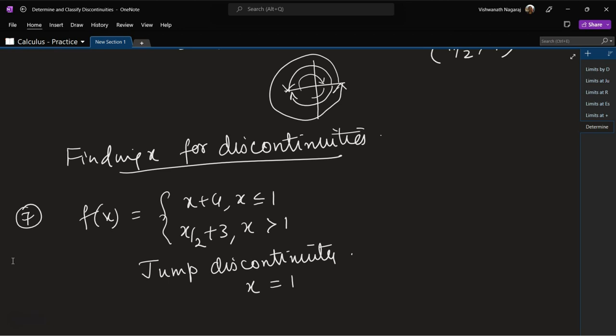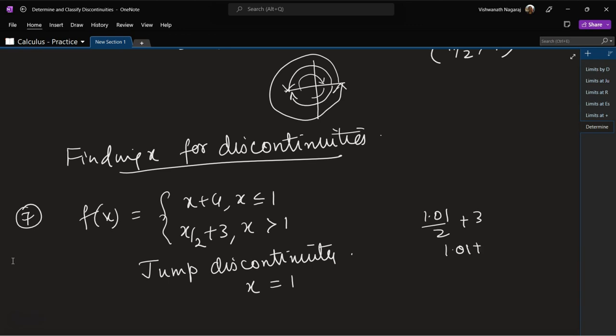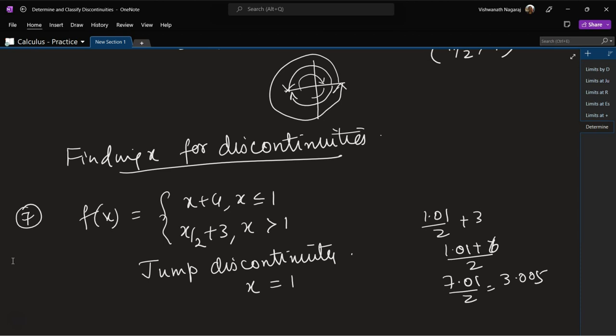Whereas here, if we get very close to 1, but greater than 1, so that means 1.01 by 2 plus 3. So we get 1.01 plus 6 by 2. So 7.01 by 2, which is 3.505, right? So here the first equation gives us 5, and this is 3.505. So there is a jump.